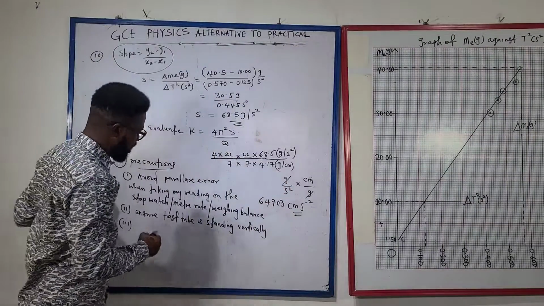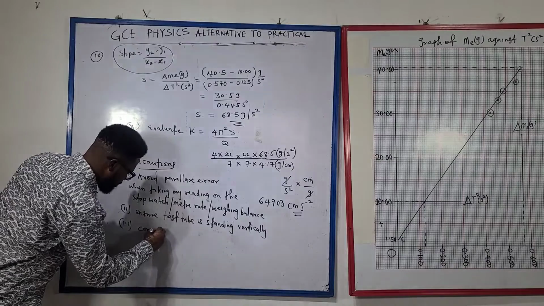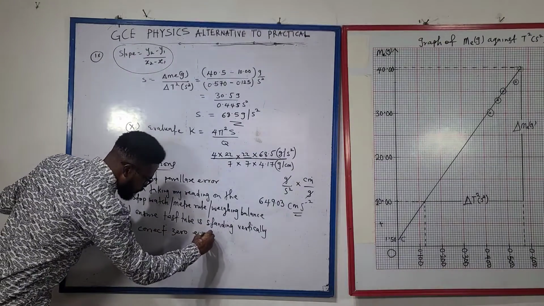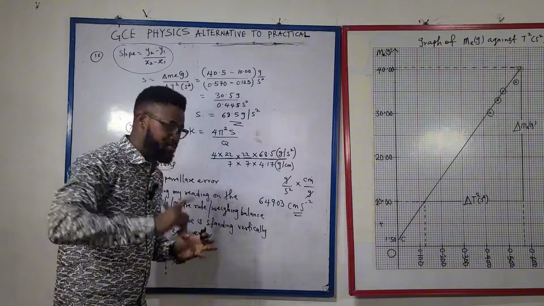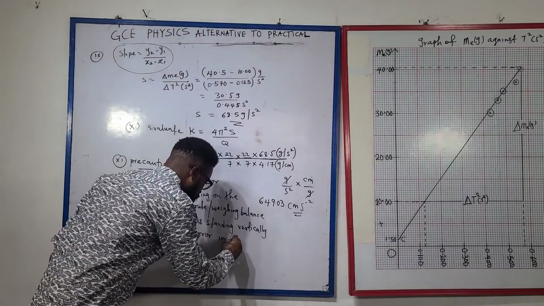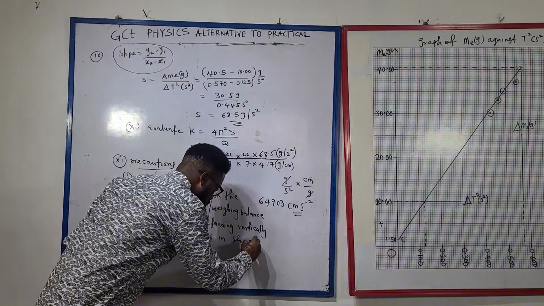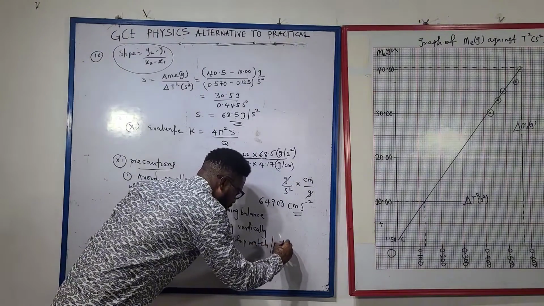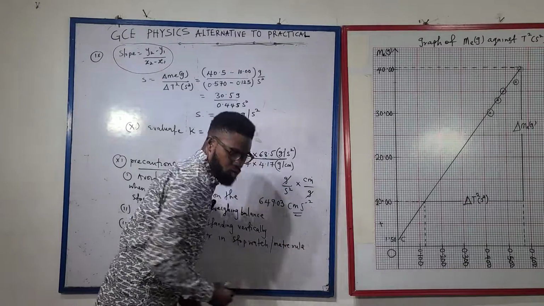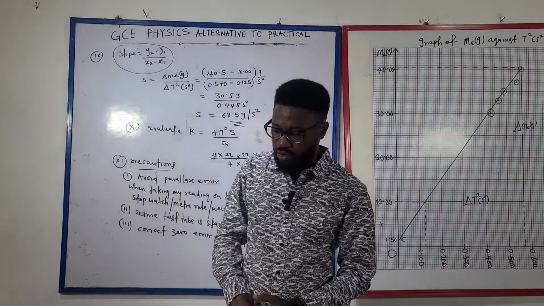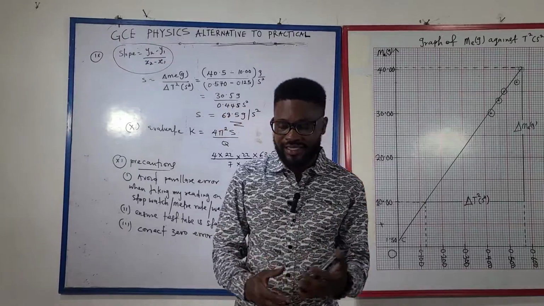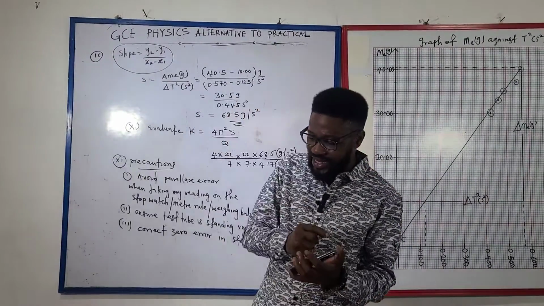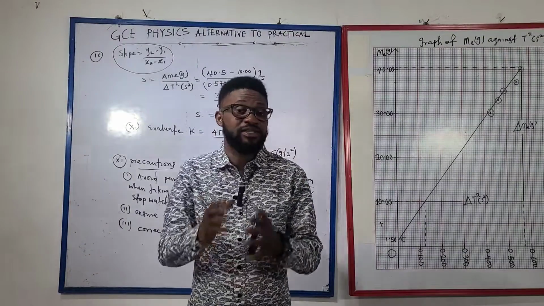I'm going to correct zero error in my stopwatch, and also I can correct that on my meter rule. When we talk about zero error, zero error is a situation where an instrument gives a reading when the true reading at that time is zero.